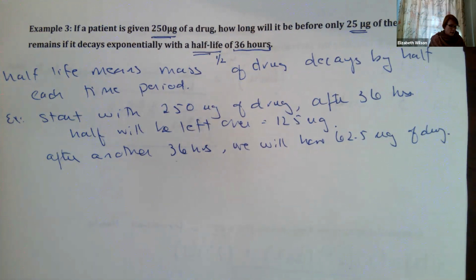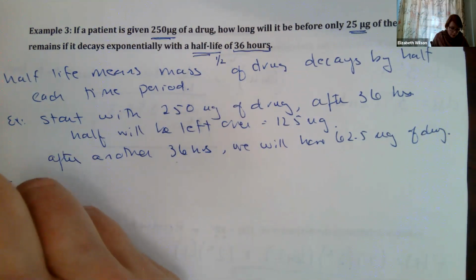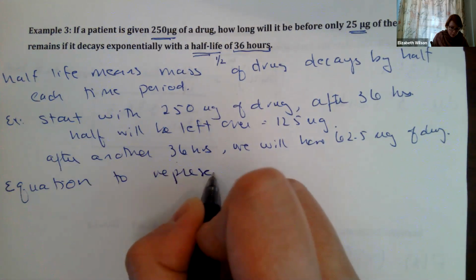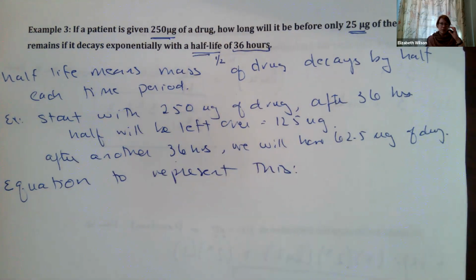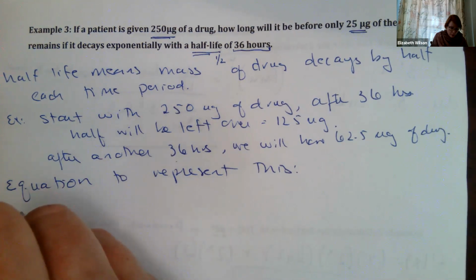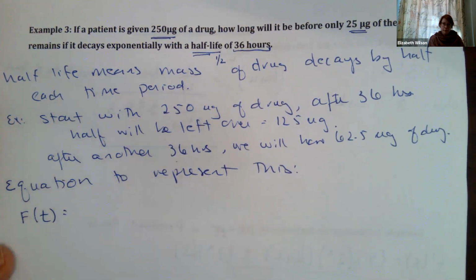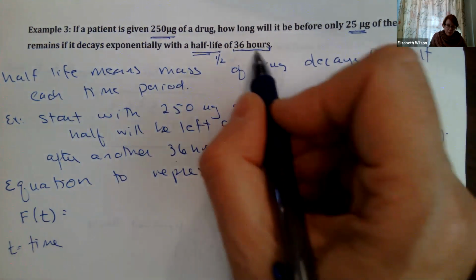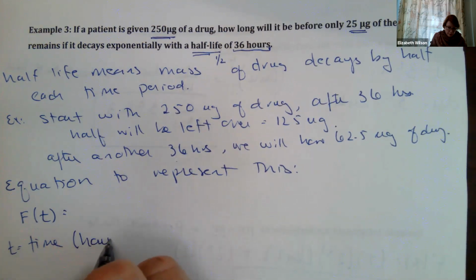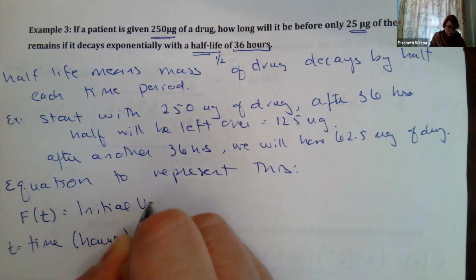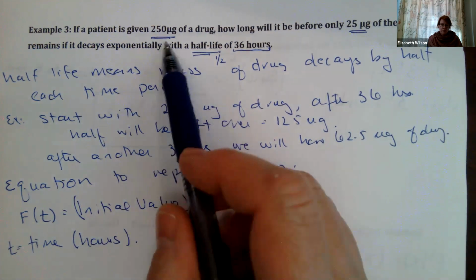All right, so let's set up our equation. The equation that we need to represent this, because we don't want to be sitting here forever trying to guess when it will be equal to this value or that value. So the equation is, I'll call it f, as a function of time, so t is time. My units for time are going to be set by my half-life, so this is in hours. This is equal to our initial value. How much did we start with? Well, we started with 250 micrograms.